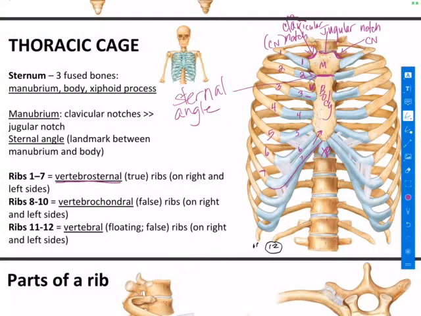Sometimes people call them true ribs. I really don't care for that term. I like vertebral sternal because it's more descriptive.